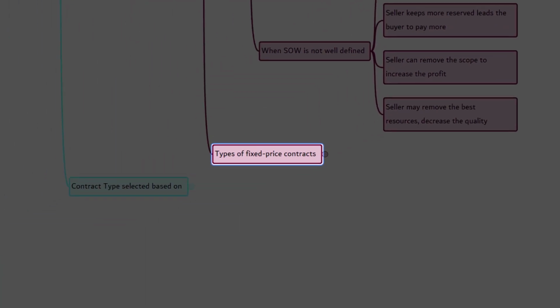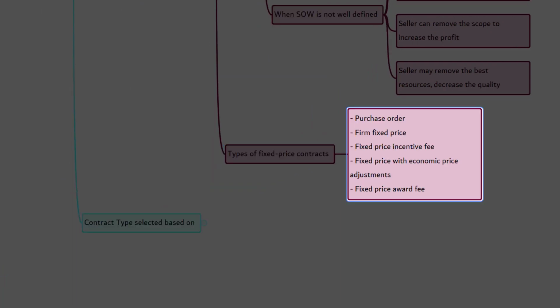Let's look at the types of fixed price contracts. There are 5 types. First, purchase order. Second, firm fixed price. Third, fixed price incentive fee. Fourth one, fixed price with the economic price adjustments. And the fifth one is price award fee. Let's detail them one by one.